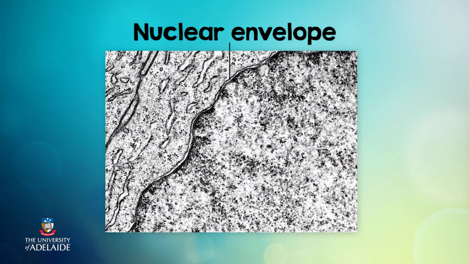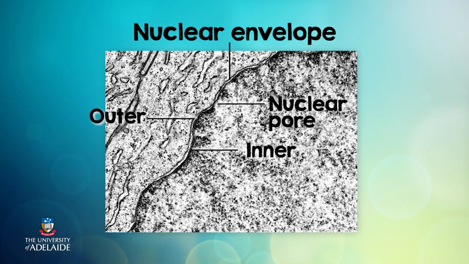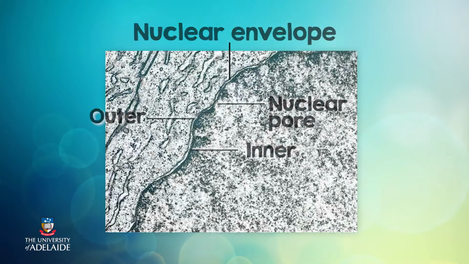The nucleus, just like the cell, is surrounded by a membrane. We call this membrane the nuclear envelope. The nuclear envelope is actually assembled from two membranes, an outer membrane and an inner membrane, with a very thin space in between. There are small pores or holes within the nuclear envelope called nuclear pores. The function of the nuclear pores is to regulate the transport of material between the nucleus and the cytoplasm.